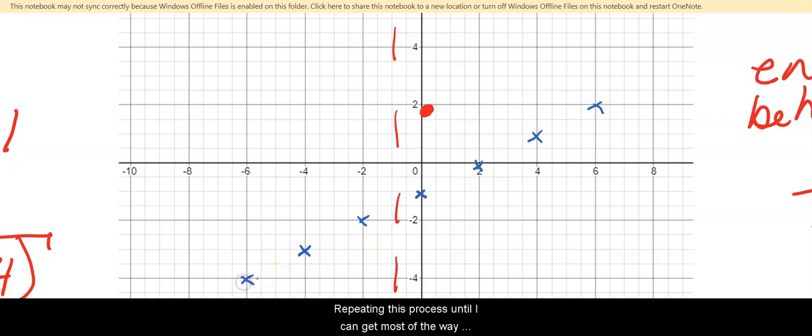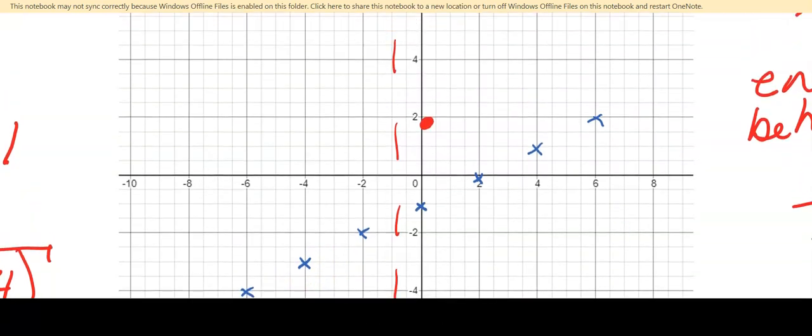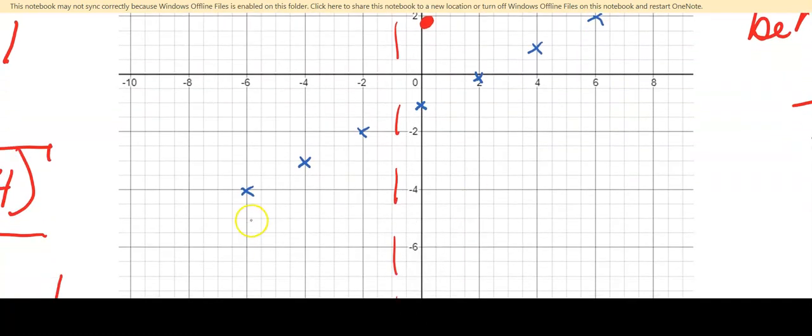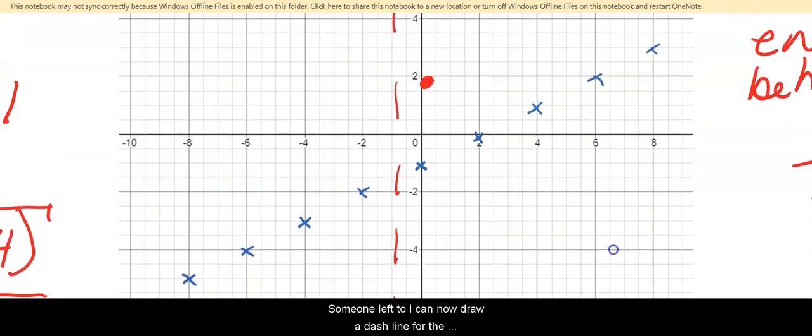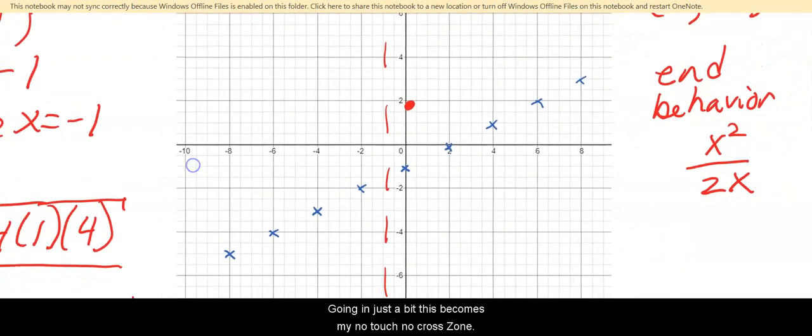Repeating this process until I can get most of the way across the picture. Up 1, right 2, and down 1, left 2. I can now draw a dashed line for the slanted or oblique asymptote. Pulling it in just a bit, this becomes my no-touch, no-cross zone.